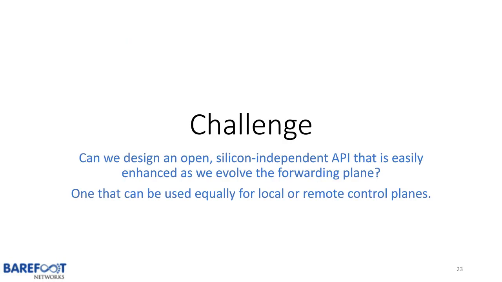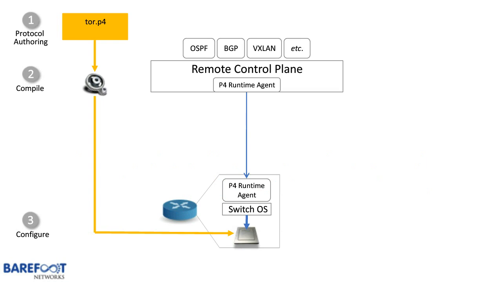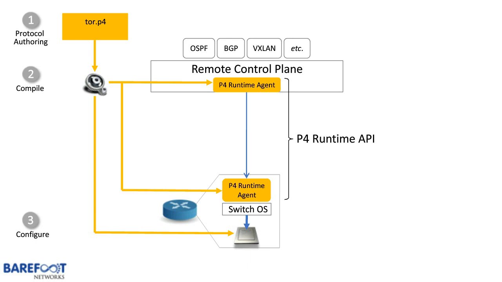So now let's return to the challenge we set ourselves. Can we design an open silicon-independent API that is easily enhanced as we evolve the forwarding plane, one that can be used equally for local or remote control planes? Imagine we're updating our tor.p4 program to add an IPv6 table. So first, the compiler generates the new program and configures the switch. Next, the compiler tells the P4 Runtime API about the new IPv6 table. Because the API between the control plane and the switch is derived directly from the P4 program, when we add a new table to the program, we can automatically generate the API to talk to the table. And then we can add it to the P4 Runtime API.